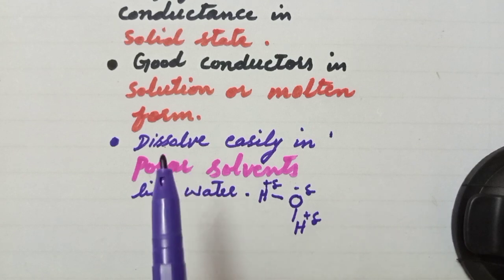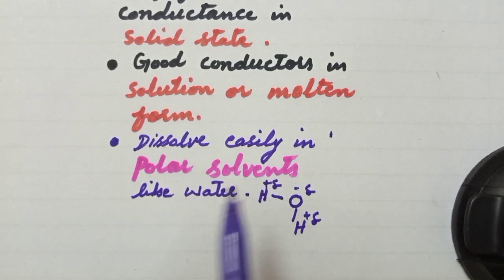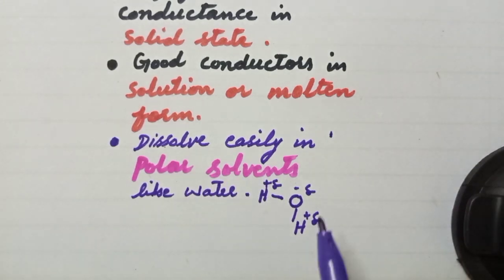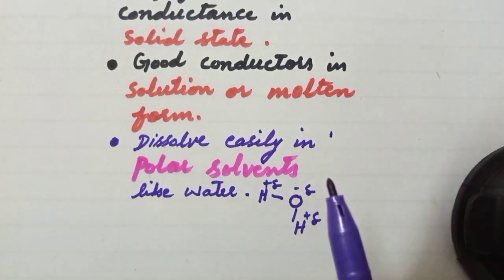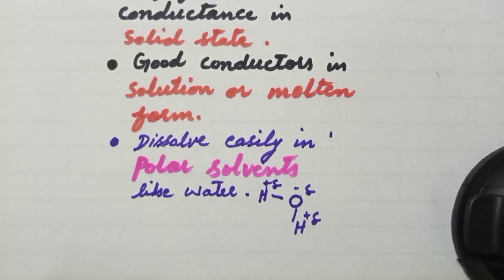Ionic compounds dissolve easily in the polar solvents like water. Here you can see this is the water molecule and it has partial positive and partial negative poles. They have attraction for the positive and the negative ions found in the ionic compounds and weaken the electrostatic forces of attraction, and thus the ionic compounds become soluble in the water or any other polar solvent.